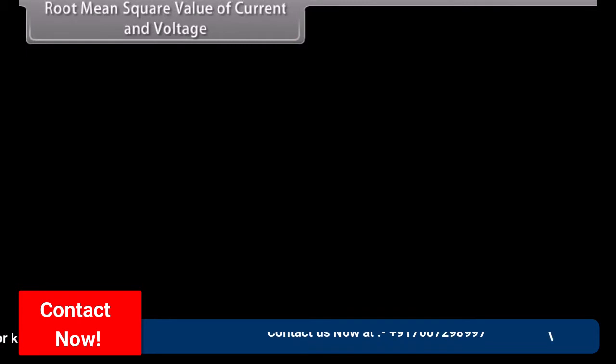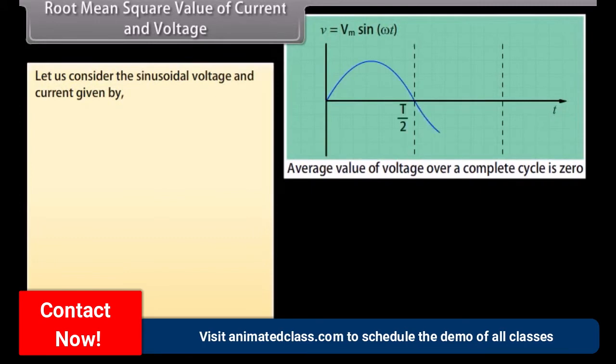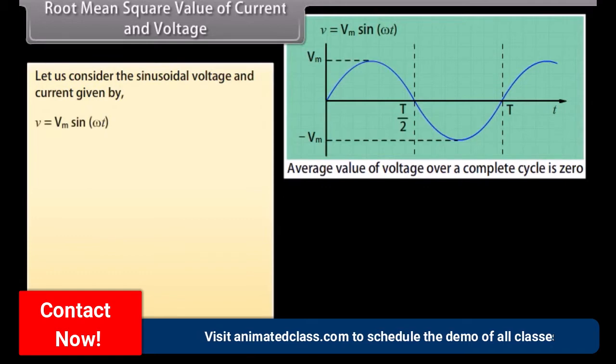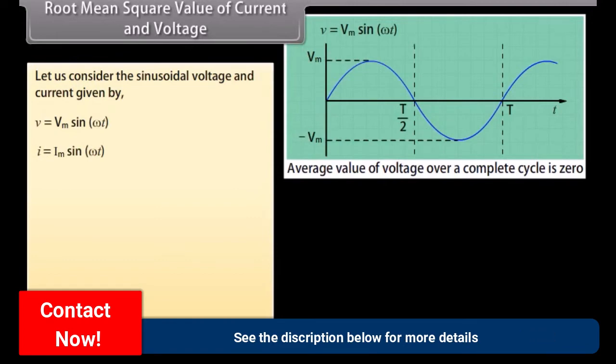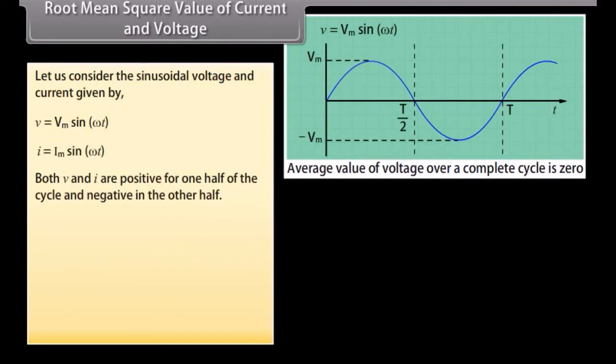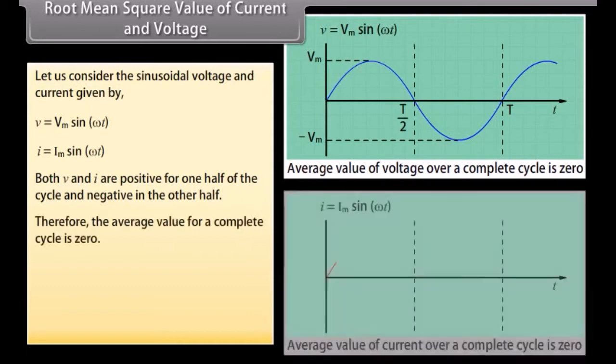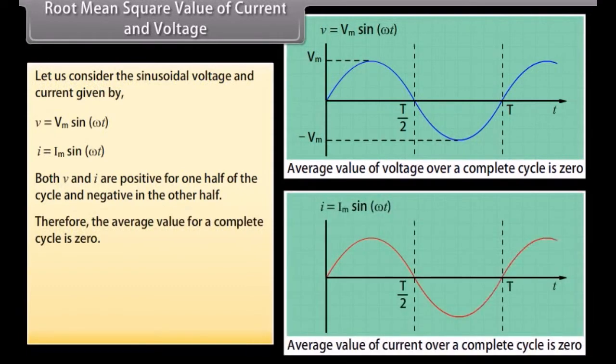Root mean square value of current and voltage. Let us consider the sinusoidal voltage and current given by V = Vm sin ωt and I = Im sin ωt. Both V and I are positive for one half of the cycle and negative in the other half. Therefore, the average value over a complete cycle is 0.